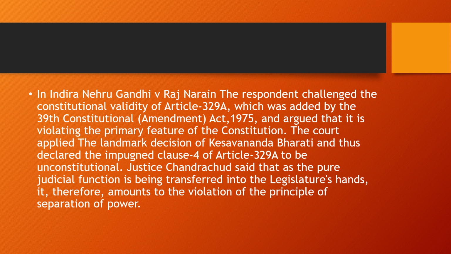In Indira Nehru Gandhi versus Raj Narayan, the respondent challenged the constitutional validity of Article 329A, which was added by the 39th Constitutional Amendment Act 1975, and argued that it is violating the primary feature of the Constitution. The court applied the landmark decision of Keshavananda Bharati and thus declared the impugned clause 4 of Article 329A to be unconstitutional.